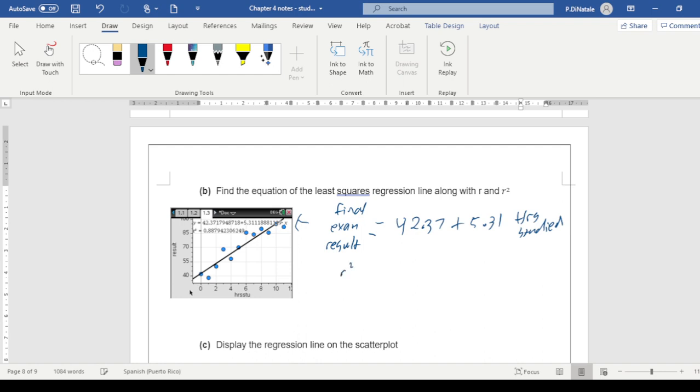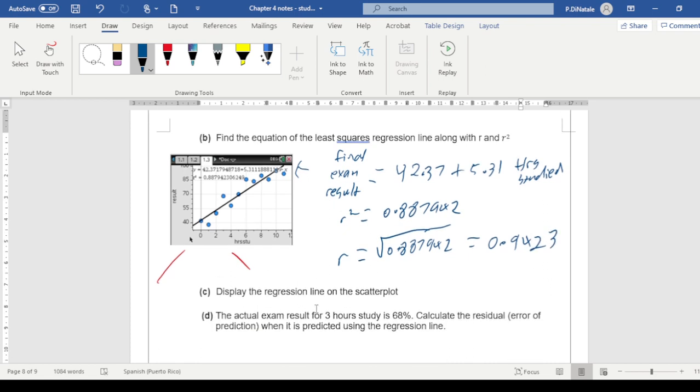The r squared gives it to me. The r squared is 0.887942. Now it says r as well, so I'll square root this, 0.887942. Now remember, when you square root, you take positive or negative. I only want the positive because this is a positive graph. Okay, if it was down like this, I'd be taking the negative. So positive graph only, so I'm just doing the positive, so I get 0.9423.